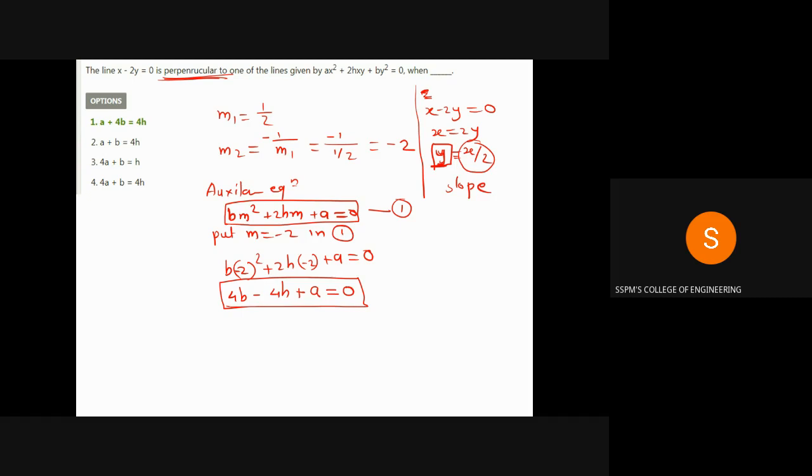4b minus 4h plus a. If you rewrite these terms, you will get a plus 4b minus 4h is equal to 0. That is a plus 4b is equal to 4h. That is the first equation. Okay, first equation.